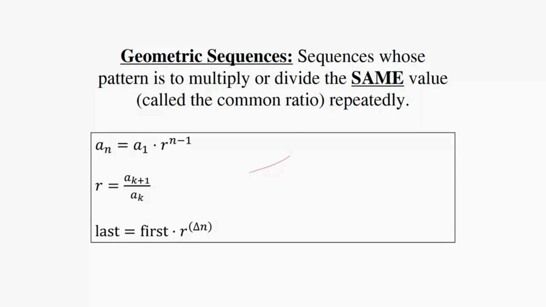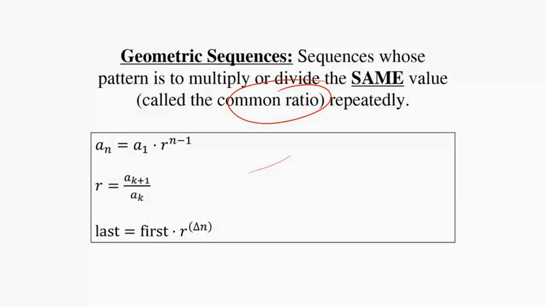So this common ratio here is going to be either a whole number if we're multiplying, or if we're going to be dividing, that common ratio is going to be a fraction. So we have some new formulas for this.